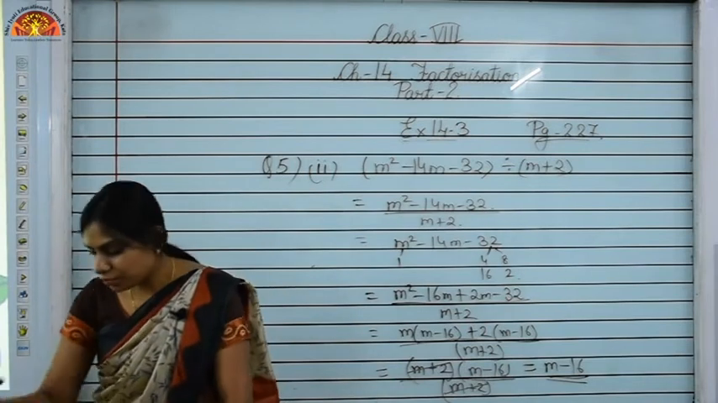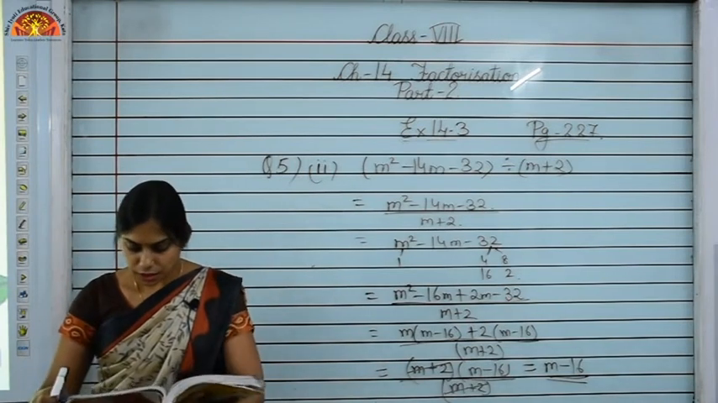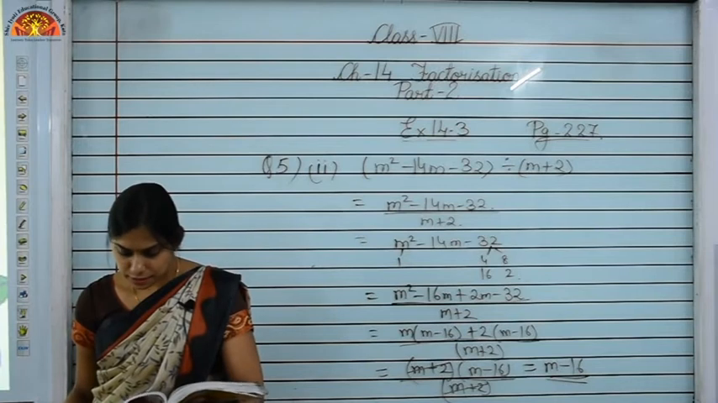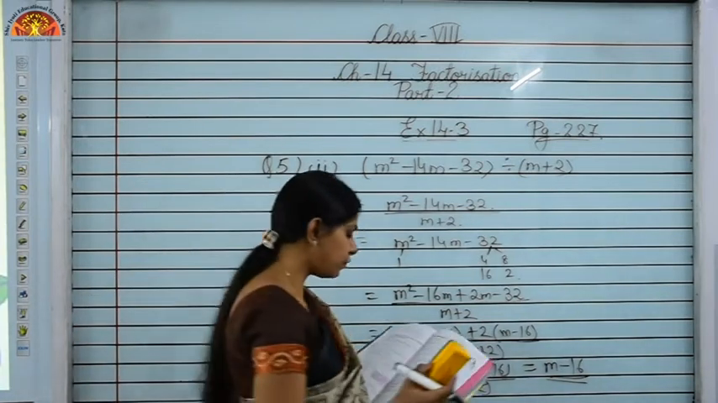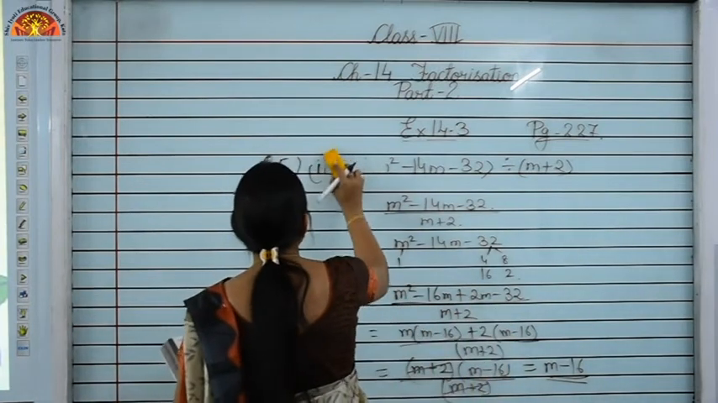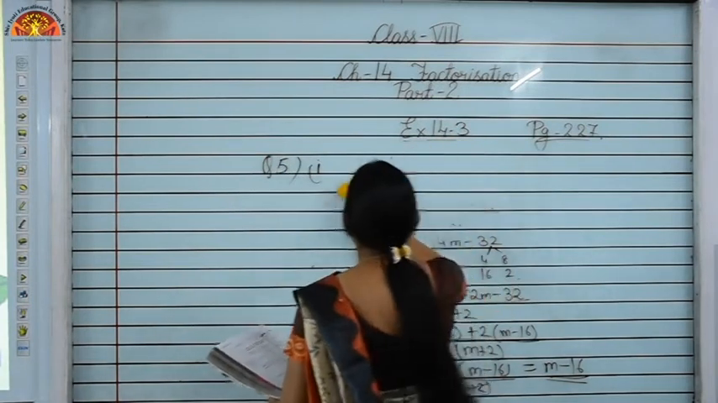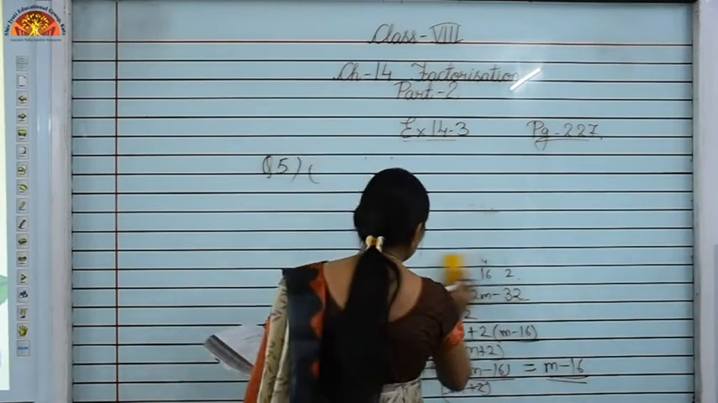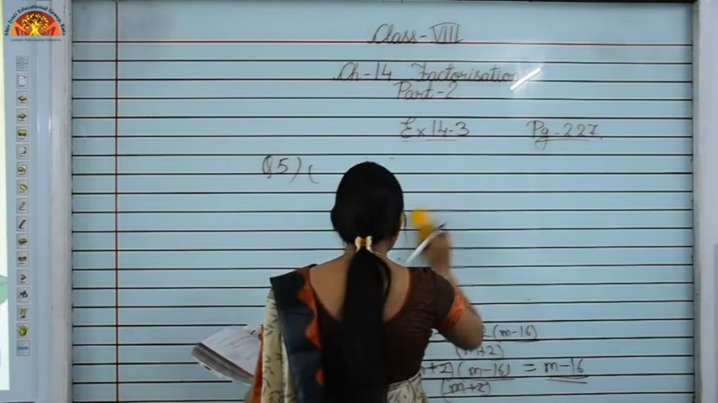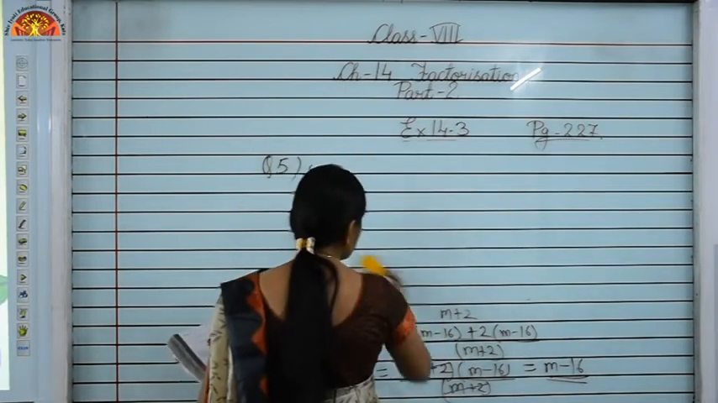Now just see over here, children. Now we will solve the seventh part. Question number 5, seventh part. If you know the factorization, it's very much easy to solve it.